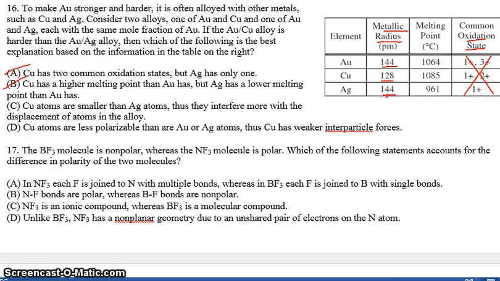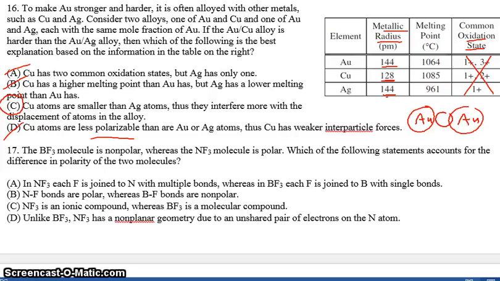So that's probably out. C says copper atoms are smaller than silver atoms, thus they interfere more with the displacement of atoms in the alloy. This is probably the best answer. Let's circle it, because this is true. Copper is smaller. So if you have a bunch of gold atoms, and you have some copper between them, they can help stabilize the gold, essentially. And D says copper atoms are less polarizable than gold or silver atoms. We don't know whether they're less polarizable or not. In fact, polarizability, as we'll see, we haven't discussed this concept, but we will see this, applies to molecules, not to ions or metals. So C actually is the best answer here.